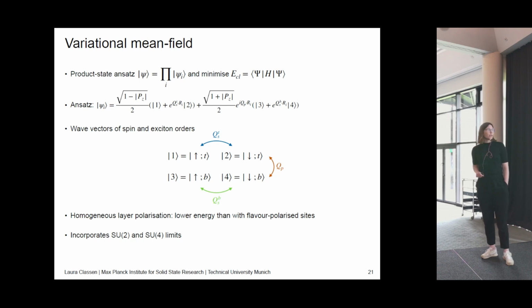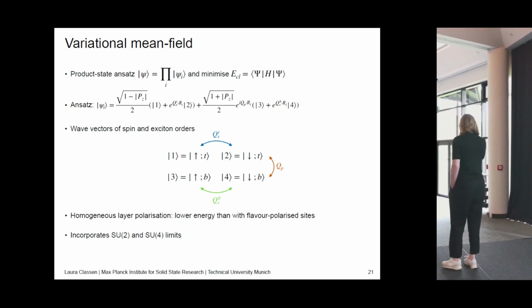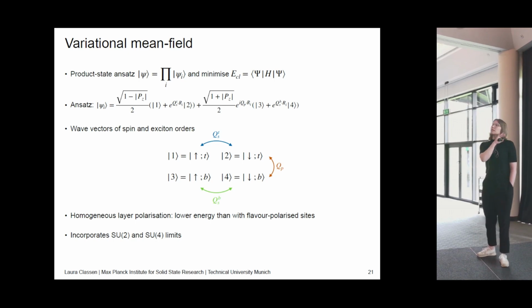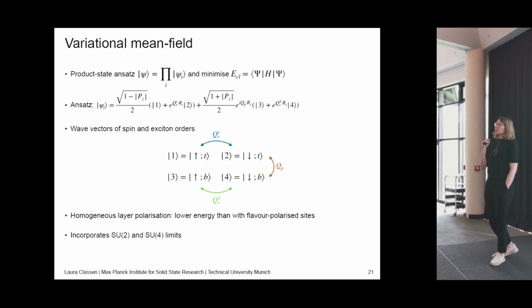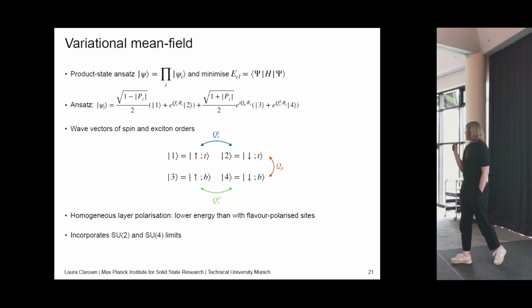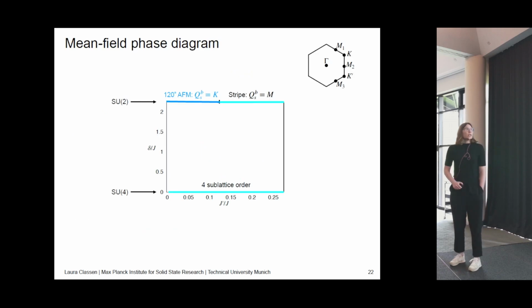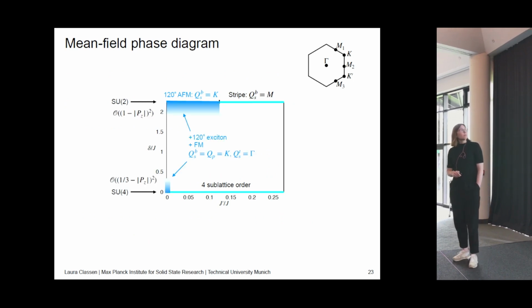This state has a homogeneous layer polarization, which is in contrast to these flavor polarized states I was discussing previously on the classical level, but we can show that this state always has a lower energy than these classical states I was discussing, and becomes degenerate with them in the SU2 and SU4 limits. So in that sense, it's a good ansatz. Good. So here is now the phase diagram. We satisfy these limits that I've already discussed in the mean field case, and then we can see what happens if we change our polarization a bit.